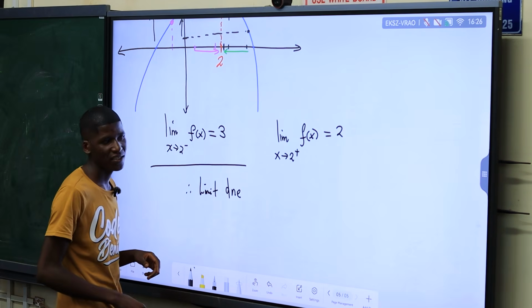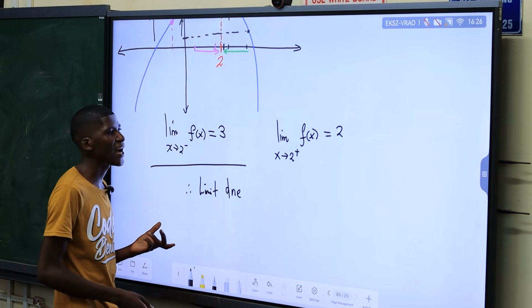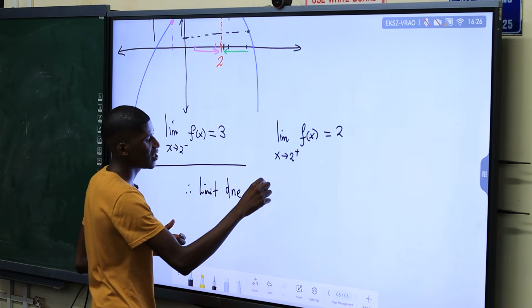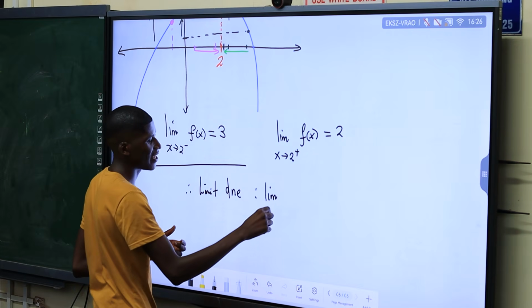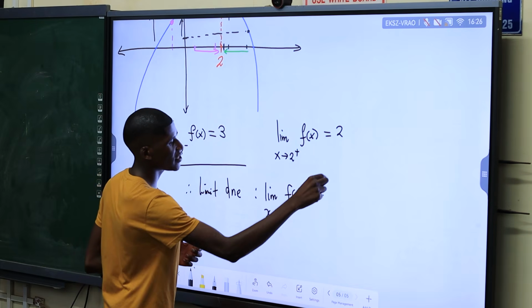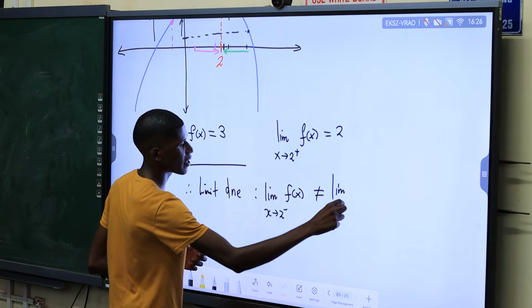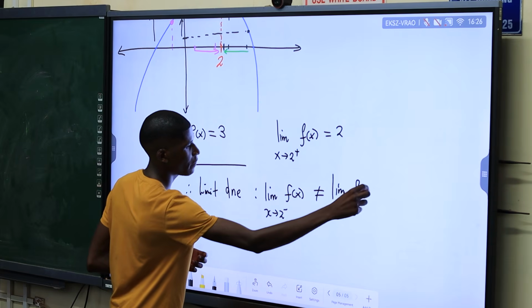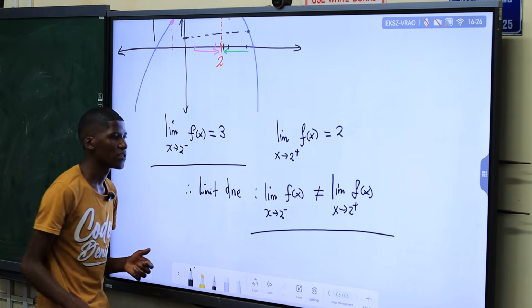Does not exist. If they ask you to give a reason for your answer, you just write: the limit as x approaches 2 from the left is not equal to the limit as x approaches 2 from the right of f of x.